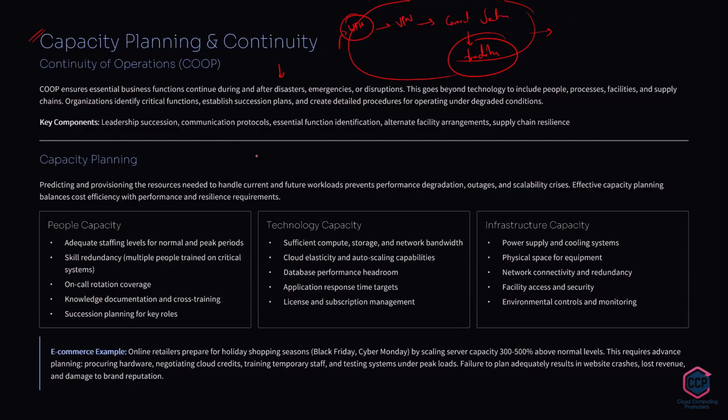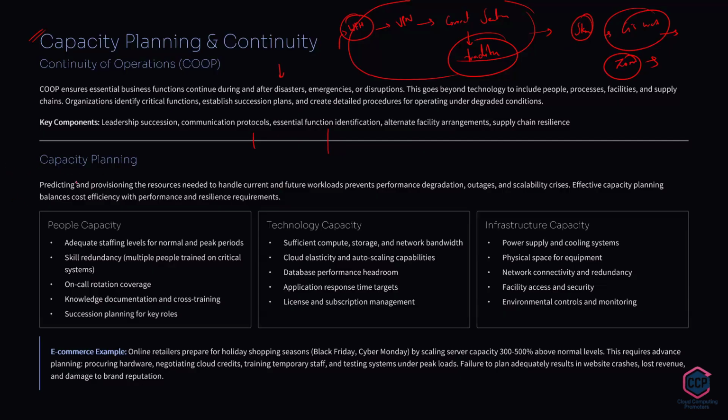It could be communication protocols, essential functionality identification, alternate facility agreements, or supply chain. So in communication, in the sense, previously we used to use Skype, right? During COVID, there was a huge boom for Cisco WebEx, which is meeting conferencing, and Zoom. Right now, we are also using this. During that time, people started using these things very heavily.